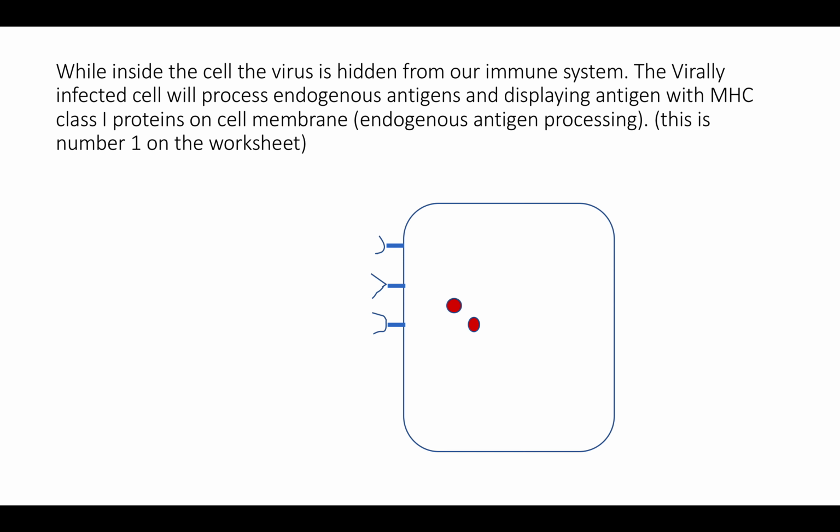While inside the cell, the virus is hidden from our immune system. The virally infected cell will process endogenous antigens, which are the intracellular antigens, and display them with MHC class I proteins. It will package that protein with MHC1 and move it out onto the cell surface. This is a flag to our immune system. Our immune cells will then be able to search for these viral antigens. This is number 1 on the worksheet.